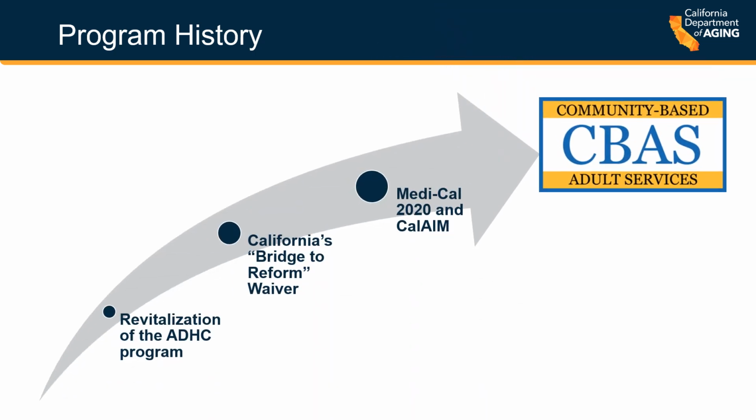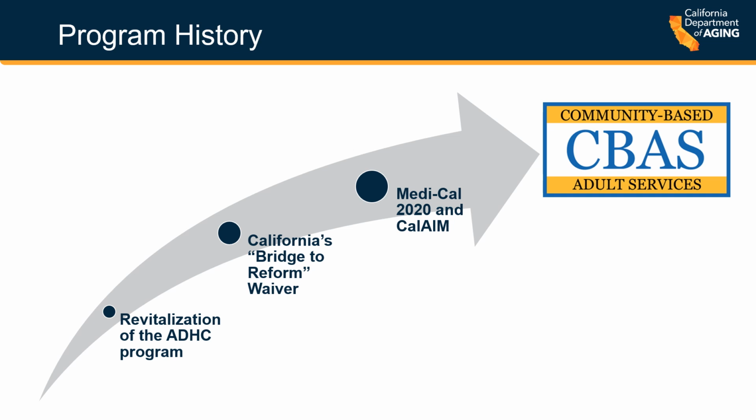The current CBAS program is a revitalization of the ADHC program that ended on March 31, 2012. The ADHC program ended as an optional benefit under California's Medicaid state plan due to fiscal constraints and scrutiny of fraud. The Darling versus Douglas lawsuit in 2012 was filed in response to the elimination of ADHC, claiming that it violated the Americans with Disabilities Act of 1990. The legal settlement of the lawsuit created CBAS as a waiver program.